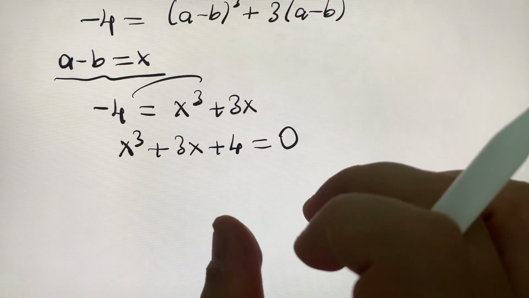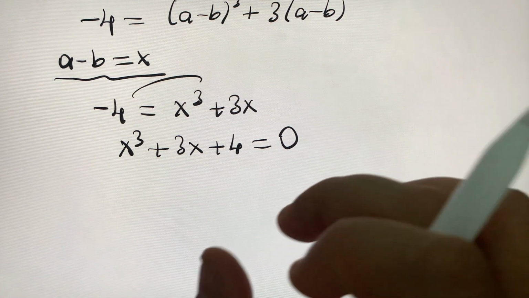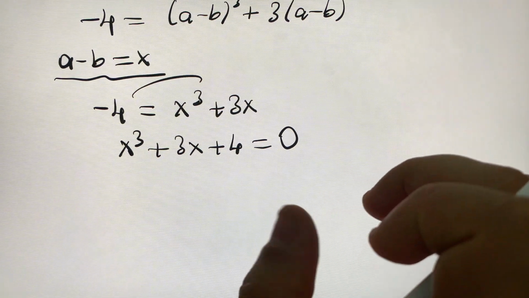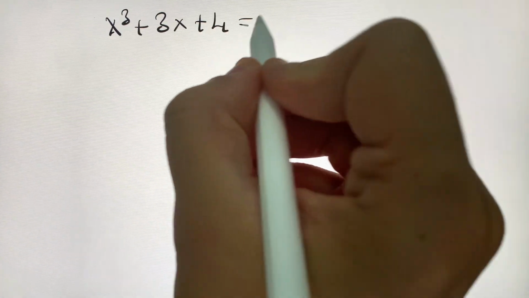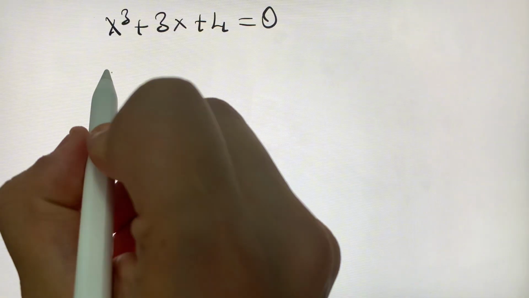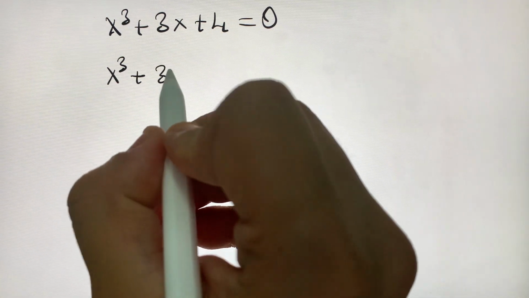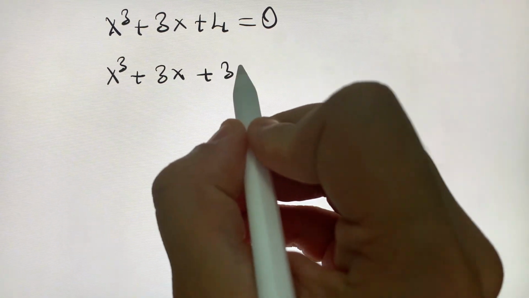What are we going to do with this now? We will try to factor it. Let's go to the other page and write it like this: x cubed plus 3x plus 4 is 0. Now if I do x cubed plus 3 times x, so plus 3 plus 1 equals 0.